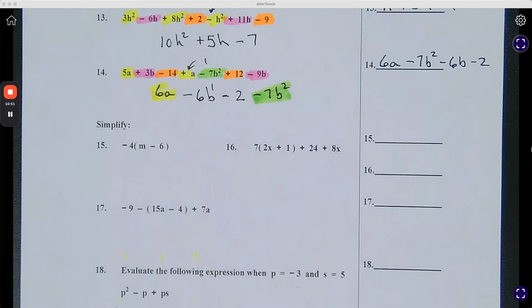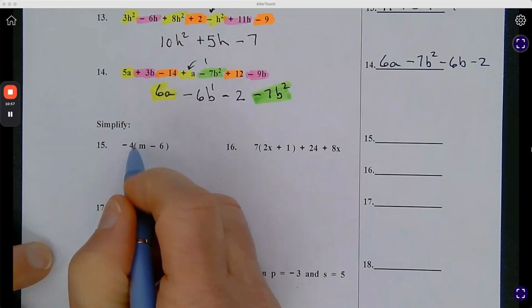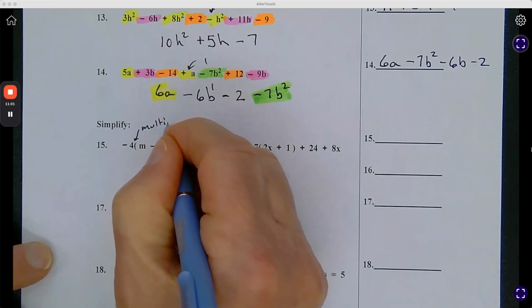Woo, let's go. This is one of my favorite properties. It's called distribution. Notice that number right next to the parenthesis. That means multiplication.